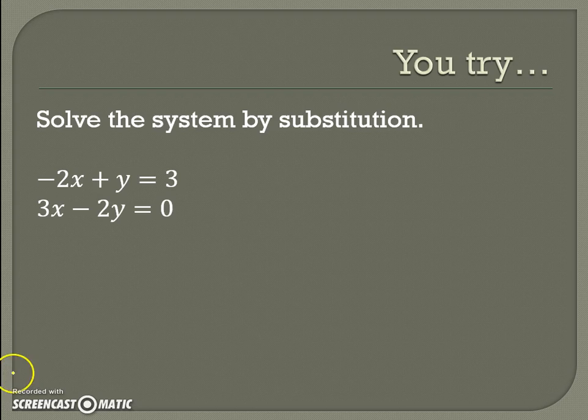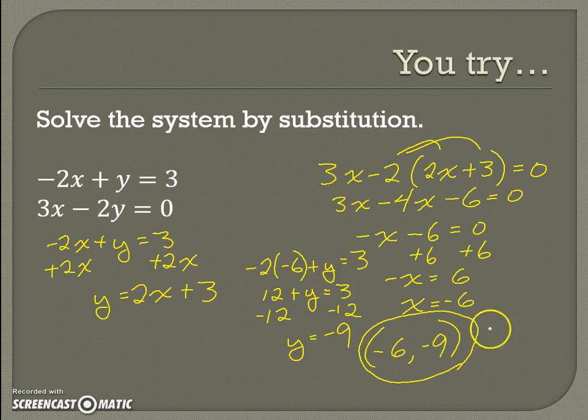Here's one for you to try. Go ahead and pause and give that a try. The answer will be up in 3, 2, 1. All right, I got negative 6, negative 9. Here's where I isolated the y from the first equation. Here's where I solve for x. Here's where I solve for y. So if you did not get that, try to follow along.